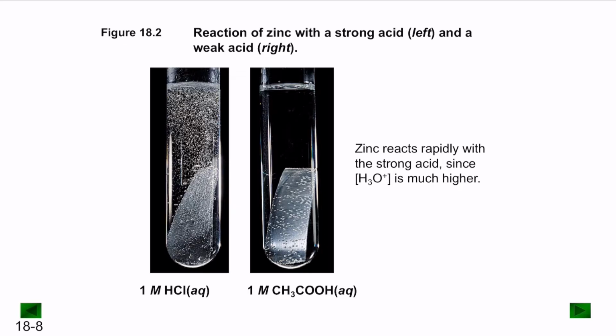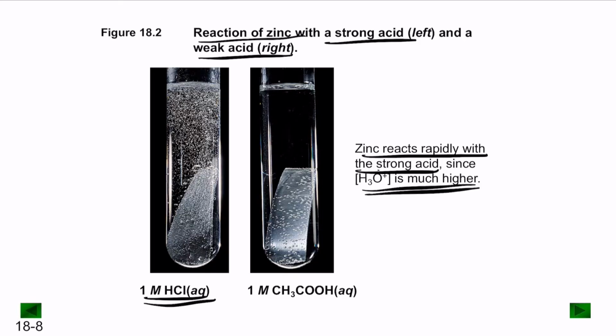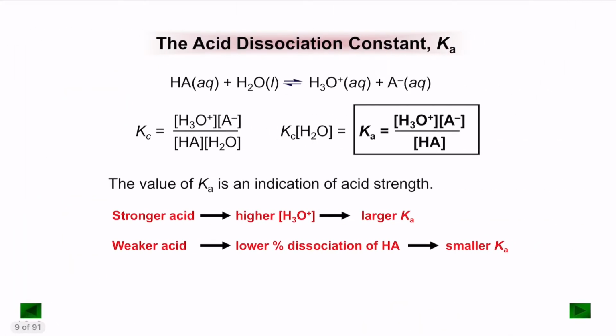Next, let's look at an example of a reaction of zinc with a strong acid and a weak acid. When you dissolve zinc into a strong acid, it reacts with the strong acid very rapidly because there is a high concentration of hydronium ions.